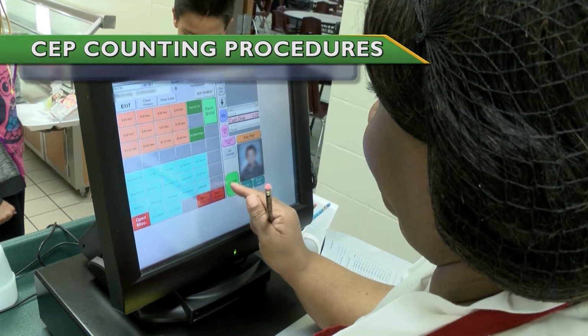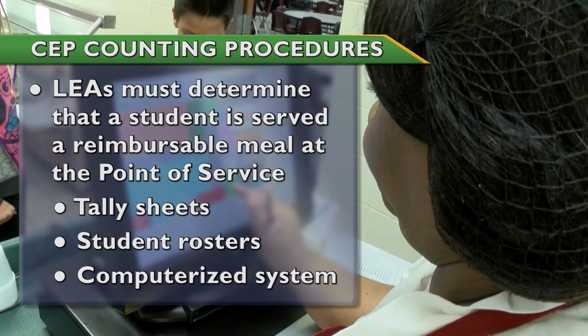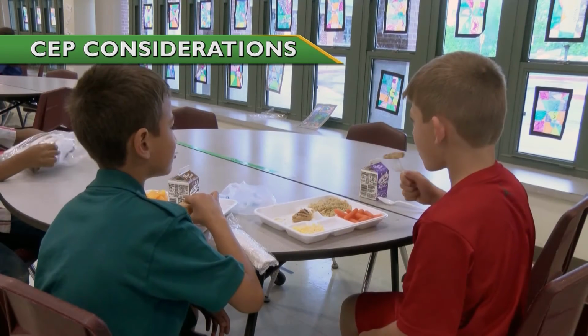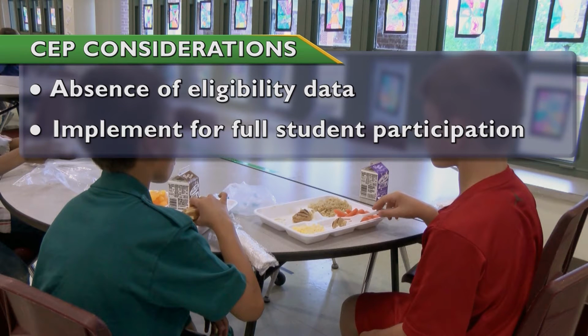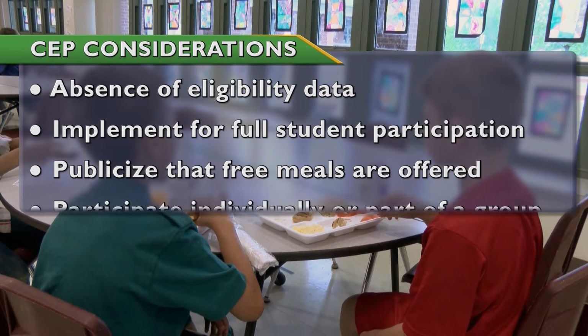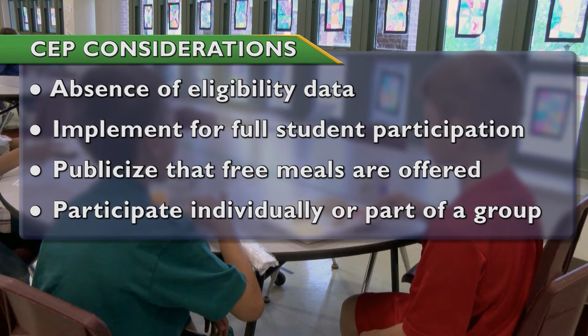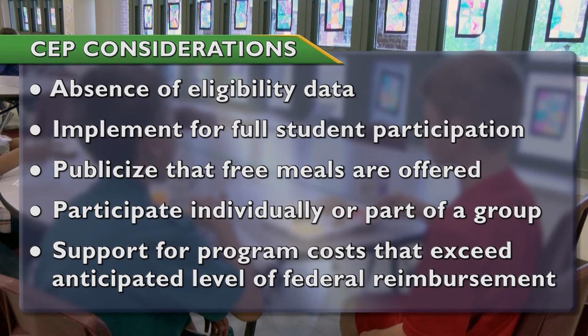LEAs must be able to determine that a student is served a reimbursable meal at the point of service. Acceptable point of service counts include tally sheets, student rosters, and computerized systems. The LEA should plan for issues surrounding the absence of eligibility data, and implement the provision in a way that results in full student participation. Publicize that free meals will be offered. This may result in greater participation and higher levels of reimbursement. Consider participating as individual schools, groups of schools, or as an entire LEA. Consider the resources necessary to support program costs that exceed the anticipated level of federal reimbursement.